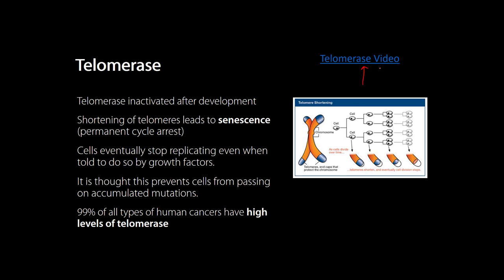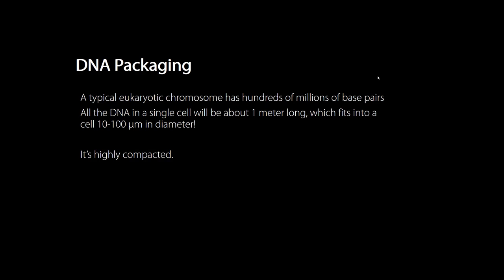All right, so we've talked about replication, we've talked about mutation, we've talked about telomeres. Now let's talk about how DNA is packaged. We already hit this a little bit when we talked about the cell cycle. If you remember at the beginning of those lectures, we talked about the basic packaging of DNA. Now we're really going to get in. We're going to talk about the details.